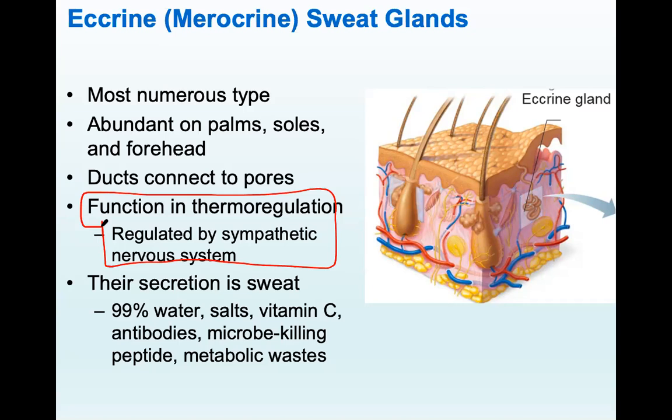So when you think about eccrine glands, they're the ones that produce the typical sweat when you're hot. What is it? It's 99% water, and it has a little bit of salt, vitamins, antibodies, and metabolic waste like urea and uric acid. But this type of sweat doesn't typically smell.